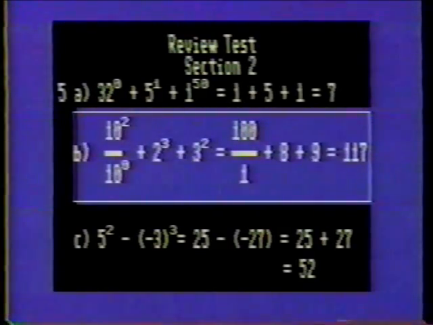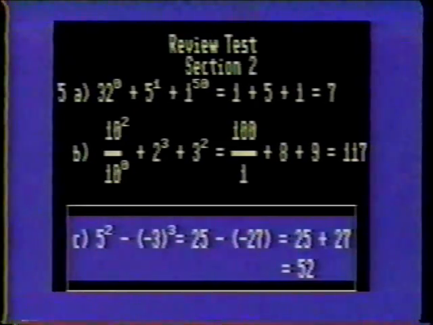Problem 5B. Let's solve this problem step by step. 10 squared divided by 10 to the 0 power is 100 divided by 1. 2 cubed is 8. 3 squared is 9. Now we have 100 divided by 1 plus 8 plus 9, which is 117.